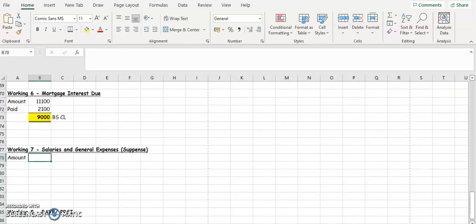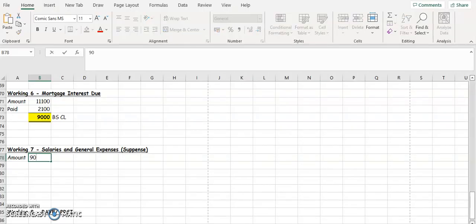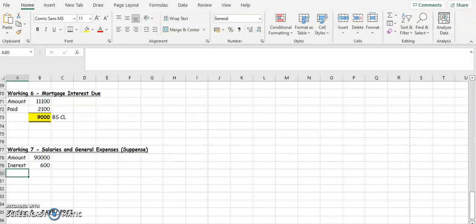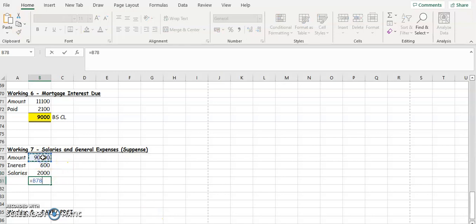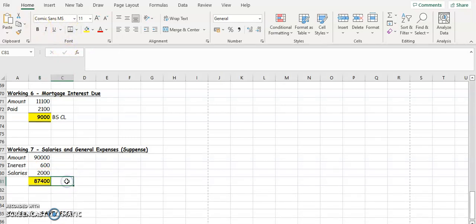So the amount is coming straight from our trial balance. So our amount is 90,000. Then we're going to take away our interest, which is 600. And then we're going to take away our salaries, which is 2,000. So 87,400, that's going to go into your profit and loss account, and it's going to go into admin.